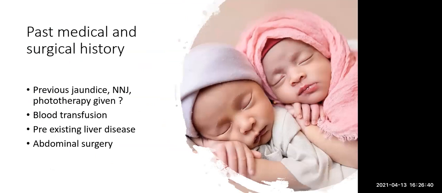Okay, for the past medical and surgical history, you can ask about any previous jaundice, any neonatal jaundice, and whether any phototherapy was given, any previous history of blood transfusion, which might indicate that this patient has thalassemia, and is there any pre-existing liver disease? If yes, it might be due to a chronic form of liver problem, like chronic viral hepatitis B. If there is no pre-existing liver disease, then you can consider this as acute hepatitis or acute liver failure. And ask about any previous abdominal surgery, which points to a post-hepatic cause of jaundice.